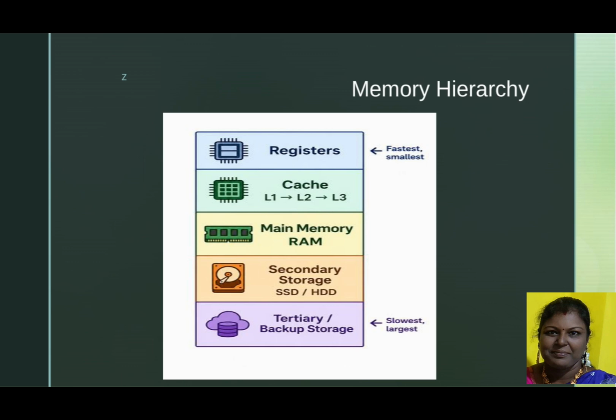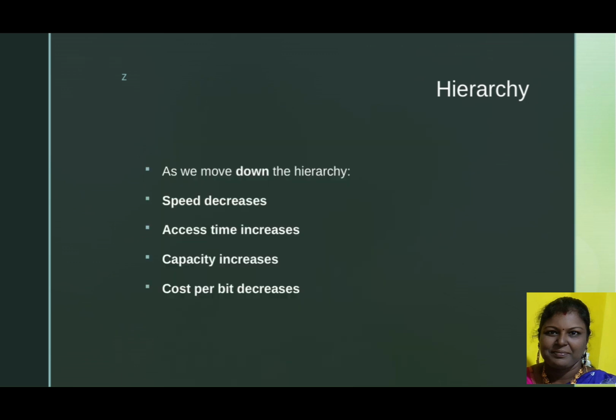As we move down the hierarchy, things start to change in a few key ways. Speed goes down, it gets slower. Access time, or how long it takes to get to the data, goes up. But capacity grows, we can store more. And the cost per bit drops, making it cheaper to hold that data. This balance between speed, size, and cost is what shapes the entire memory hierarchy. Understanding this helps us design systems that are both fast and efficient.